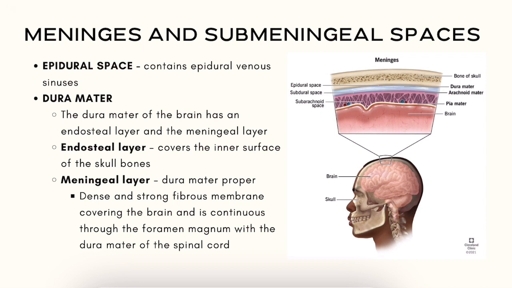So our epidural space contains epidural venous sinuses, and then after that we have immediately our dura mater. The dura mater of the brain has an endosteal layer and a meningeal layer. The endosteal layer covers the inner surface of the skull bones. And after that, we have our meningeal layer, which is the dura mater proper. This is a dense and strong fibrous membrane covering the brain, and it is continuous through the foramen magnum with the dura mater of the spinal cord.